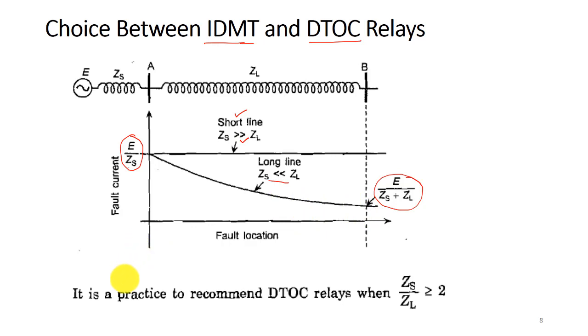Therefore it is a practice to recommend DTOC relay when ZS by ZL is, as a thumb rule, greater than or equal to 2. When this is applicable, we can choose DTOC in protection of a single-ended distribution feeder.